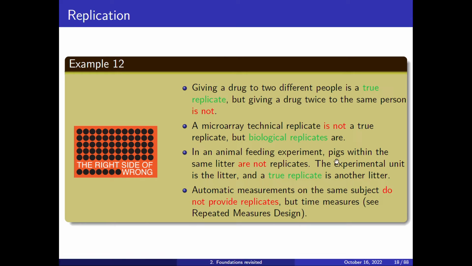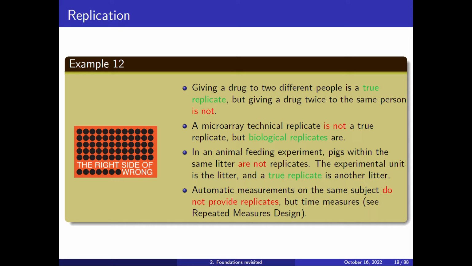Let us study a few other ideas about this. Giving a drug to two different people is a true replicate, but giving a drug twice to the same person is not. The reason is that the two measurements are coming from the same person, so they are not independent.